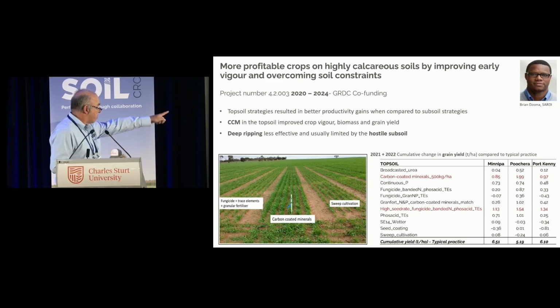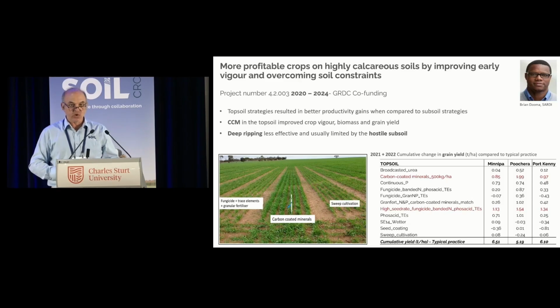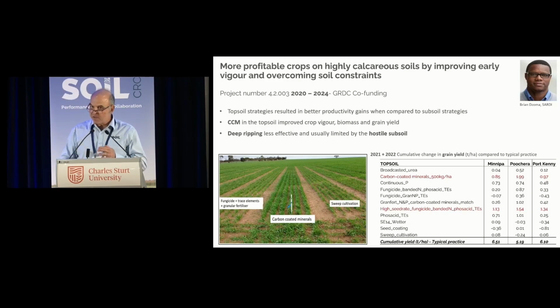We can see there the carbon-coated minerals in the middle doing particularly well, and if we look at the stats on the right-hand side, we had an extra 2 tonnes per hectare averaged over a couple of years. So some very significant improvements in yield. And some other management techniques that SARDI were looking at included a high seeding rate, improved use of fungicides, and also banded phosphorus and nitrogen, and they were getting some improvements in productivity there as well. So I think there's some great new concepts coming out around management of calcareous soils, and I'm hoping that project will continue.